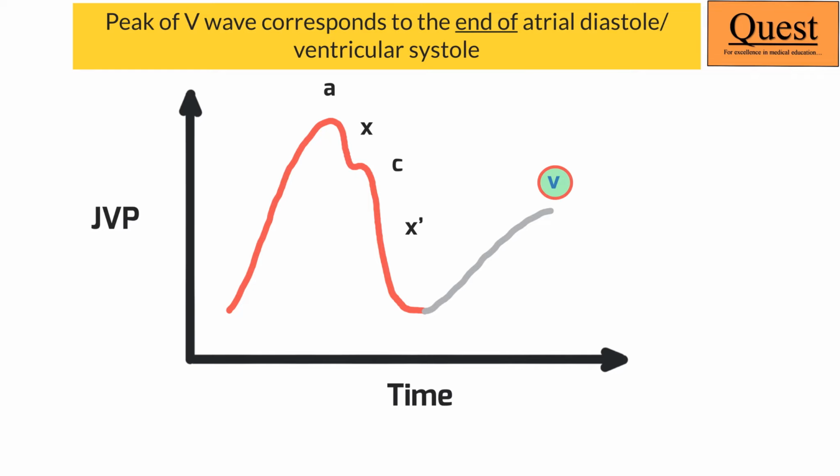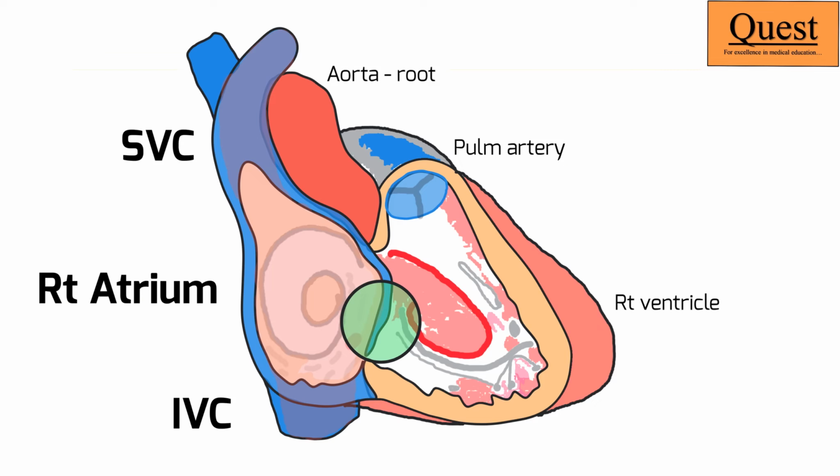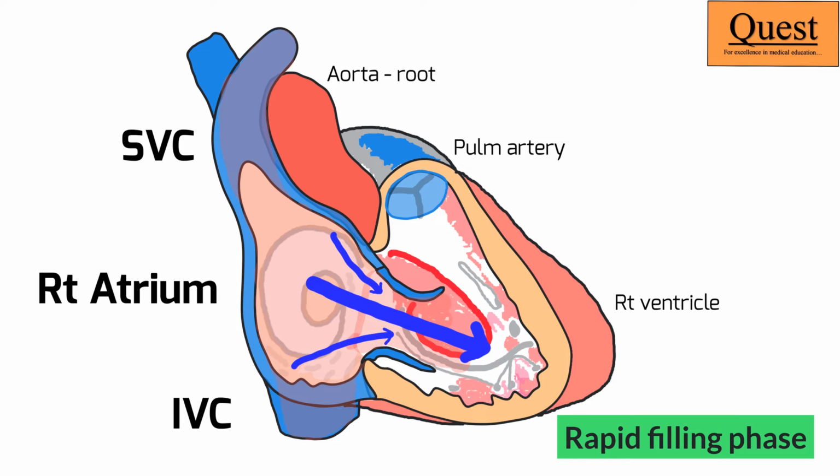This is going to happen as long as the atria is in diastole, or in other words, the ventricle is in the systole. But once the ventricle starts relaxing, there is going to be opening of the tricuspid valve. The moment the tricuspid valve opens, this entire blood in the right atrium is going to gush downwards.